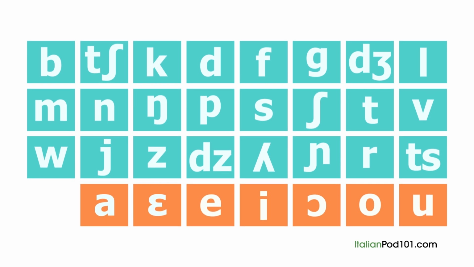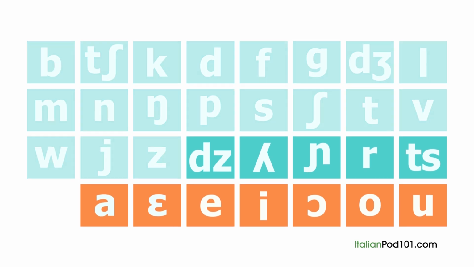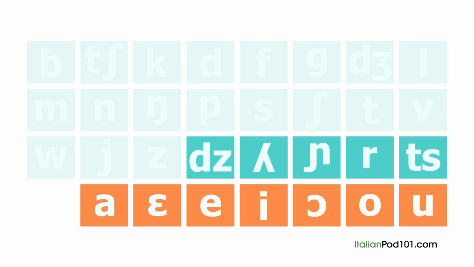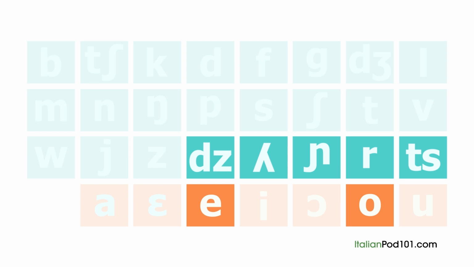Of the 24 consonant sounds in Italian, you already know 19 of them. That's right. If you're a native English speaker, then you already make these sounds every day. You can also ignore 5 of the vowel sounds for the same reason.